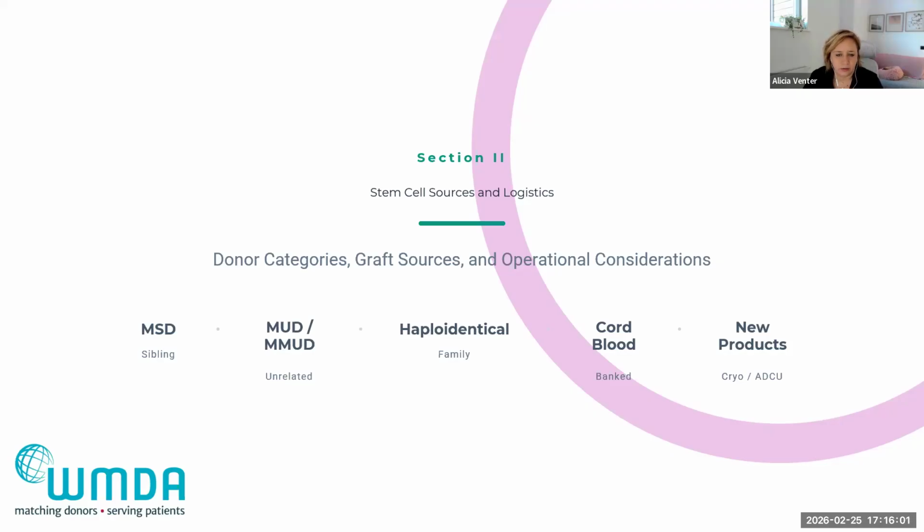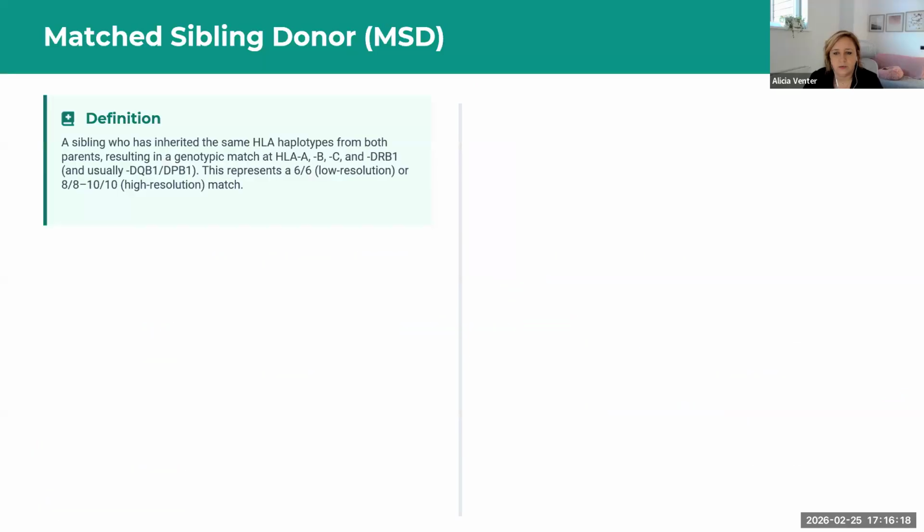Many of these are well known to you, and I won't spend too much time. But it is important that we just remind ourselves about the pros and cons of each of these sources, so that when we get to the decision framework, we can apply that to our knowledge base. So we start with the gold standard. It has always been and will forever, I guess, be the matched sibling donor.